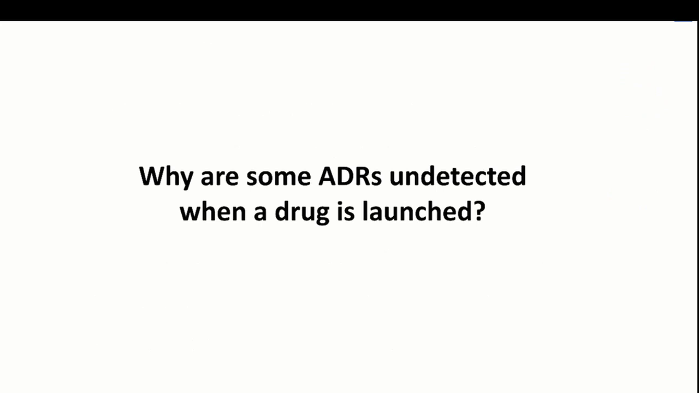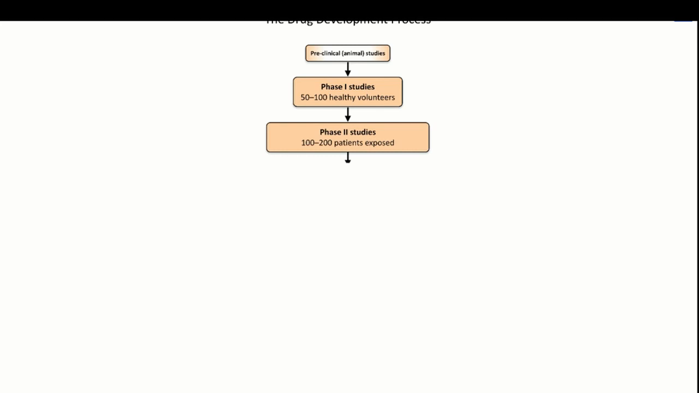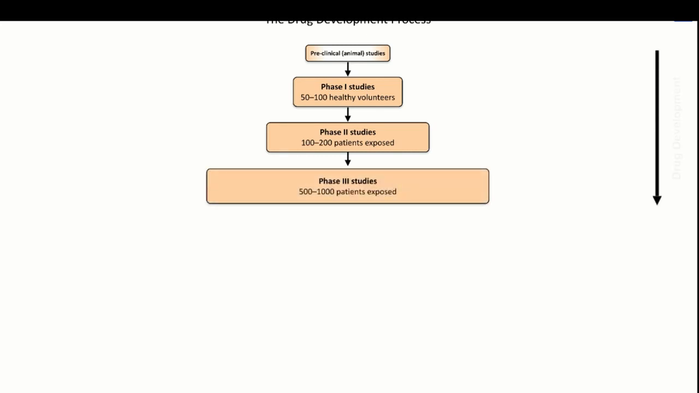Why is it that, in spite of the massive expenditure involved in bringing a new drug to the market, some adverse drug reactions still remain undetected at launch? New medicines are approved for use on the basis of preclinical testing involving animal studies, phase 1 studies in healthy volunteers, phase 2 studies to explore the pharmacokinetic and pharmacodynamic profile in small numbers of patients, and then phase 3 confirmatory studies in a larger number of patients.